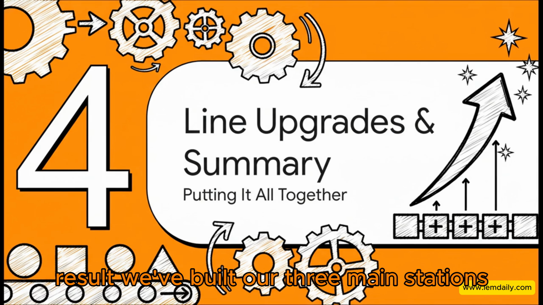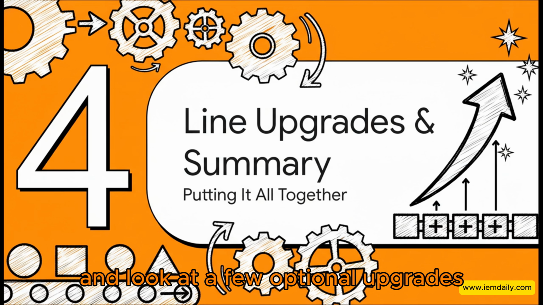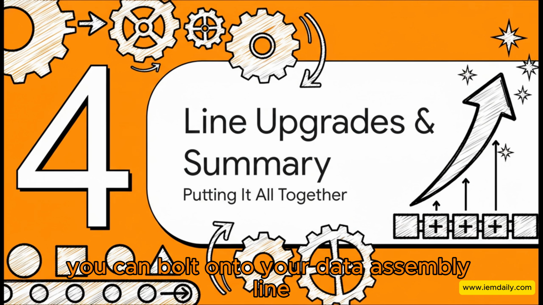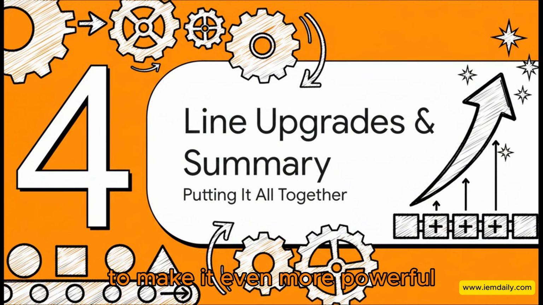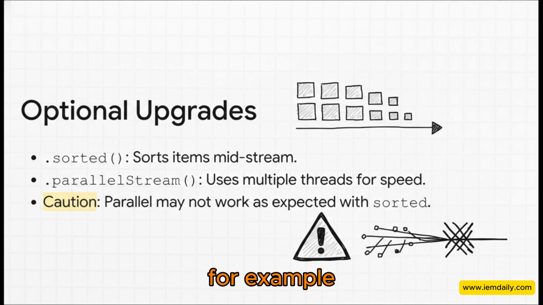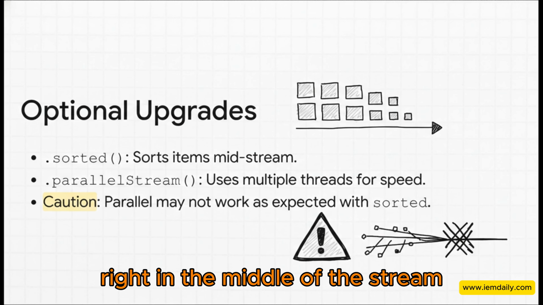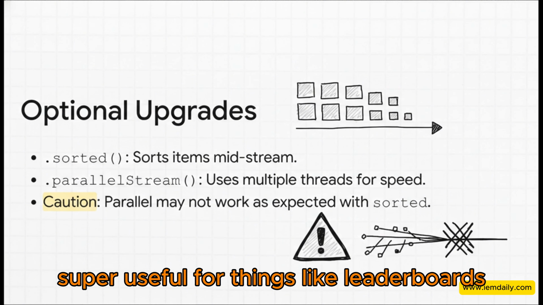We've built our 3 main stations. Now let's do a quick recap and look at a few optional upgrades you can bolt onto your data assembly line to make it even more powerful. You can easily add more stations to your line. For example, you can drop in a .sorted method to sort your data right in the middle of the stream. Super useful for things like leaderboards.